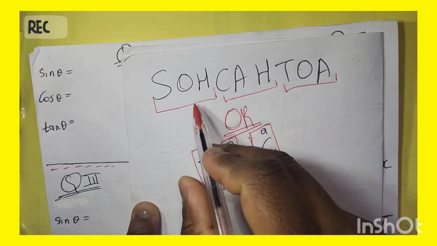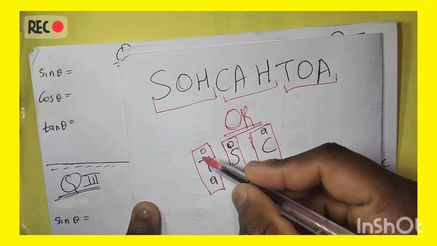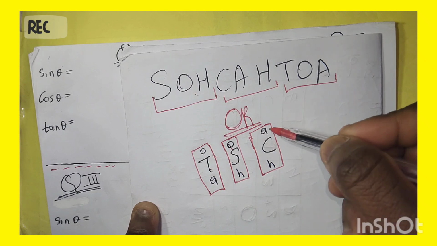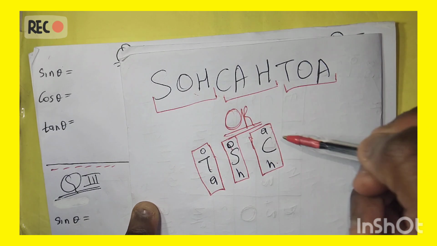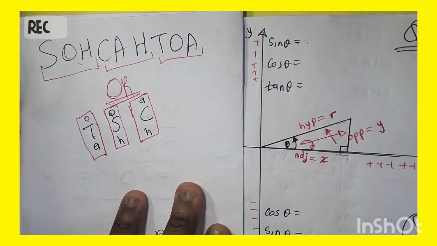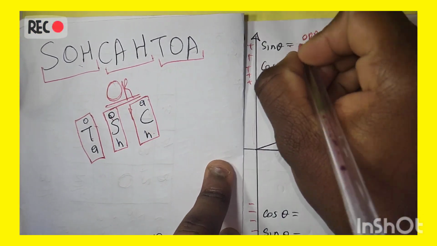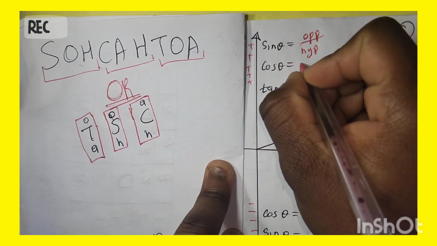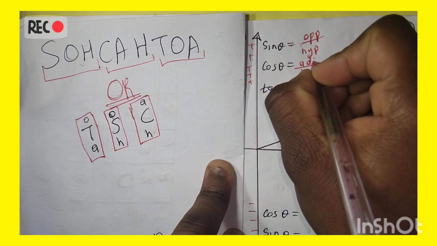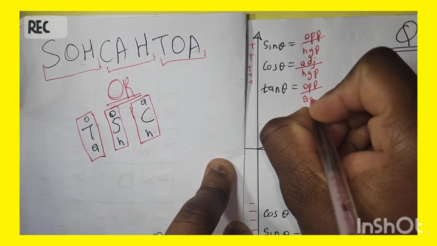It means that our sine is opposite over hypotenuse. Our tan is opposite over adjacent, as you can see. Cos is adjacent over hypotenuse. So let's apply this in this diagram. This one is opposite over hypotenuse, this one is adjacent over hypotenuse, then this one is opposite over adjacent.